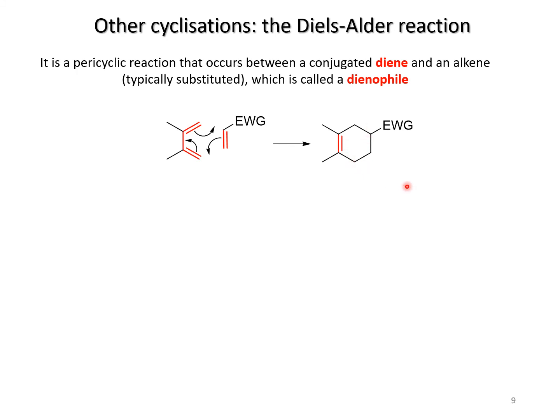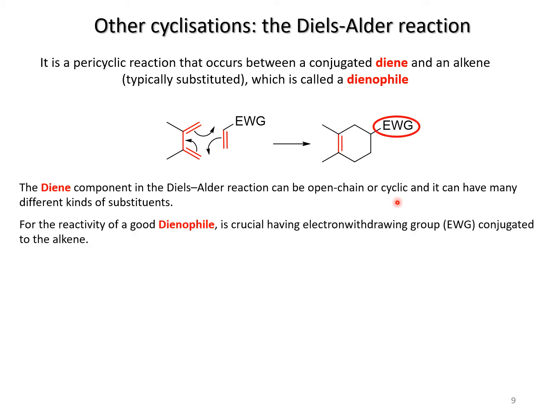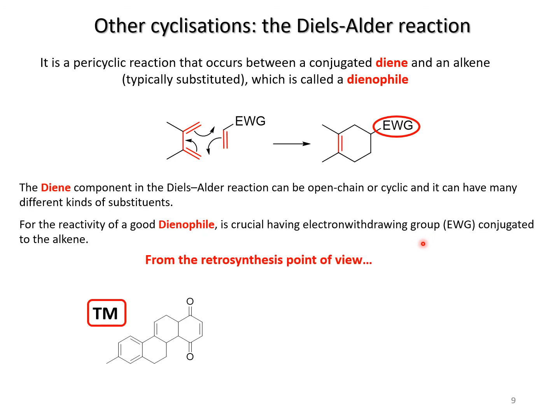The diene can be part of an open chain, and remember that we can rotate the bonds until we get the right configuration that we can use for a Diels-Alder, but it could also be part already of a cyclic structure. The dienophile instead is crucial, having an electron-withdrawing group conjugated. Otherwise, in terms of reactivity, it will not work very well. Let's see it from the retrosynthesis point of view.